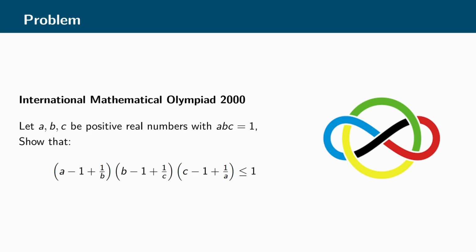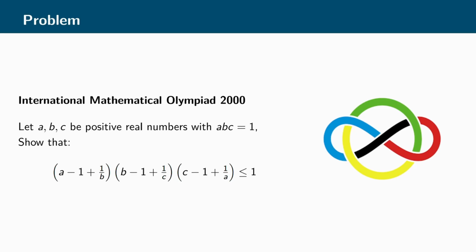Let A, B, C be positive real numbers with the product of A, B, C being 1. Then show that the following inequality holds true. Now let's move on to the solution.